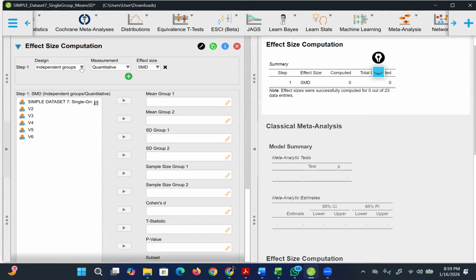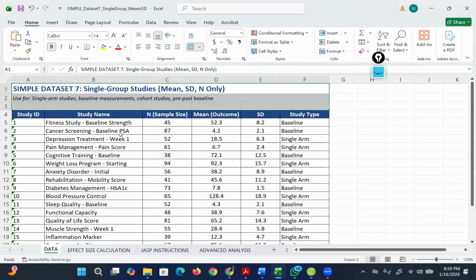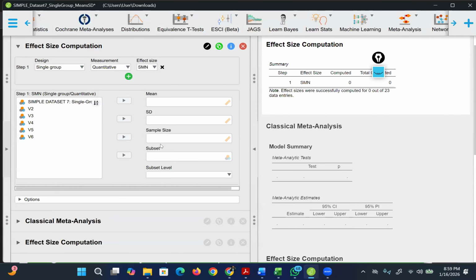Okay. So now, as we are doing a single group, select the single group option, and we are doing a quantitative study. So put it this way: quantitative study, and our effect size is single group mean and number of samples. So single group, quantitative, SMN, and we have mean, standard deviation, and sample size. Our data set has the same things: mean, standard deviation, and sample size. With that, I want you to calculate the effect size of this data set. Can you do that for me now?